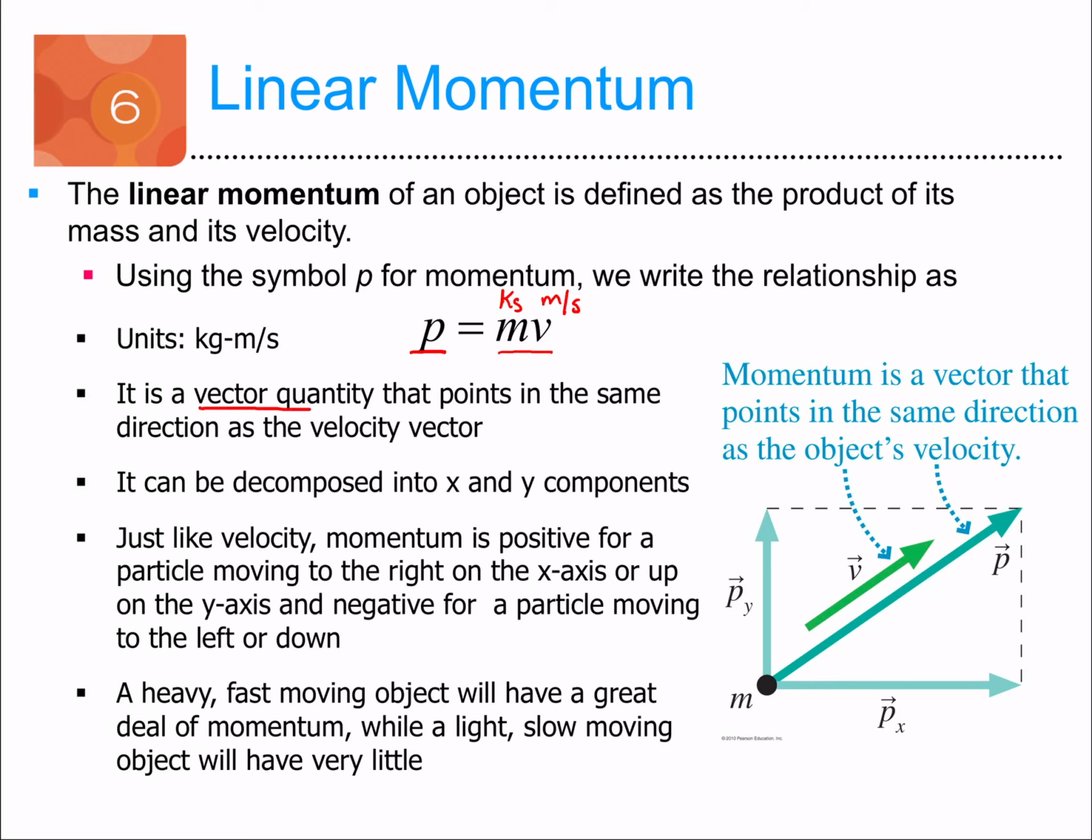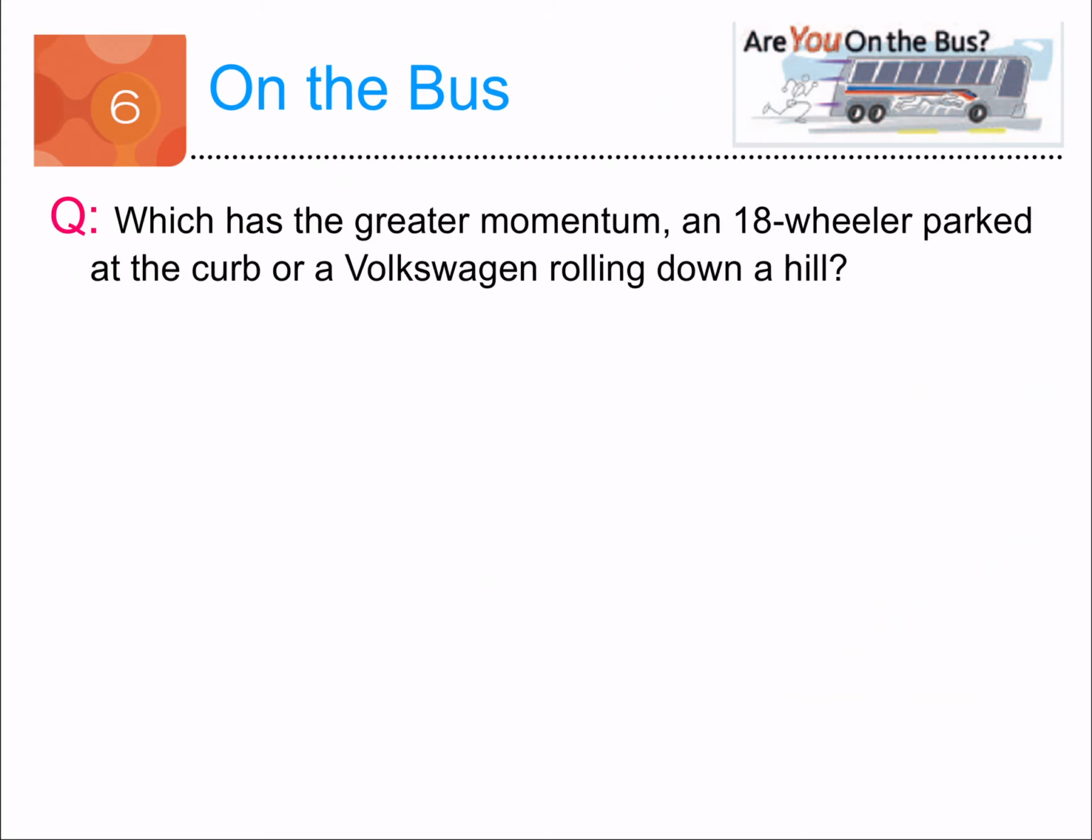It's important to note that it is a vector quantity, and it's going to point in the same direction as your velocity vector. With that being said, if it's a vector quantity, we can decompose it into x and y components, as you see by the picture in the lower right. So just like our velocity, momentum is going to be positive if that particle's moving up and to the right of the x-axis, or if it's on the y-axis, or it would be negative if it's moving to the left or down.